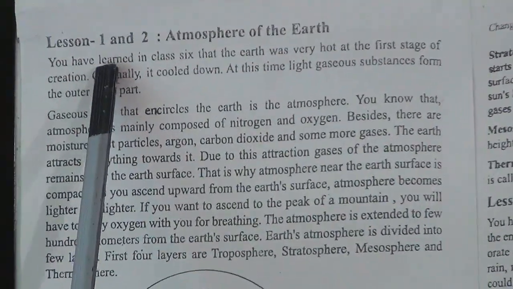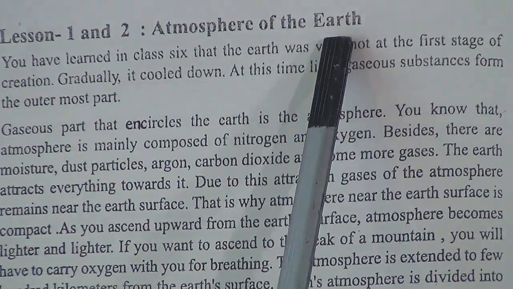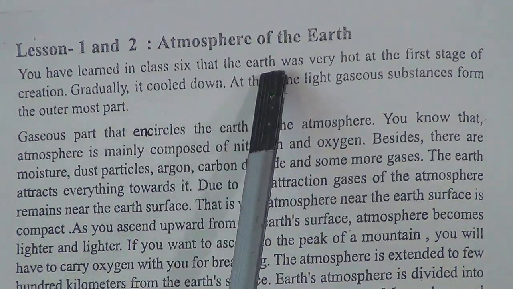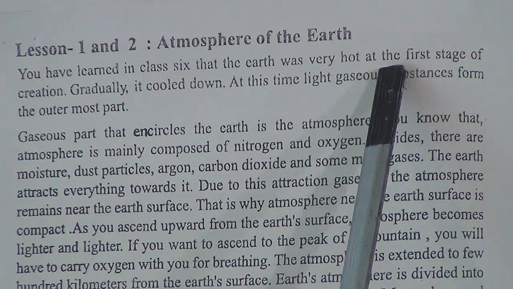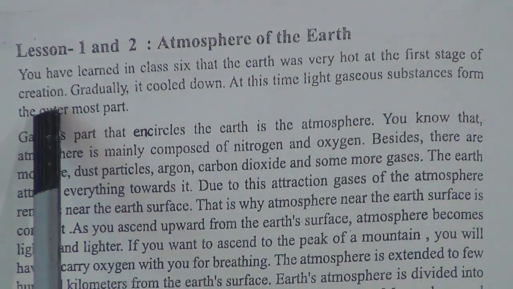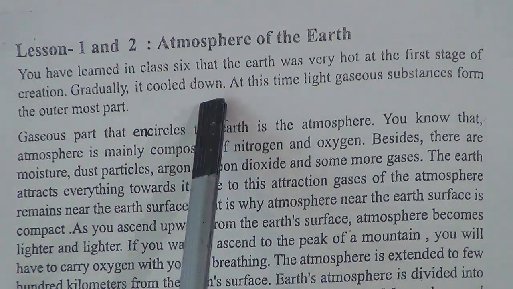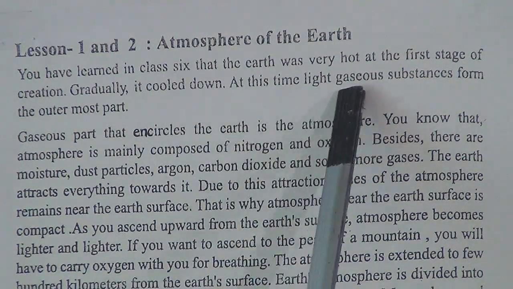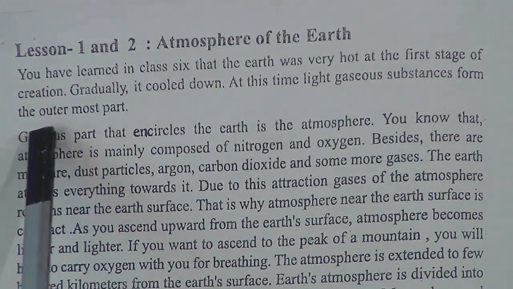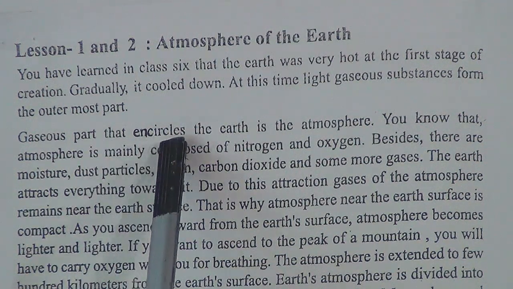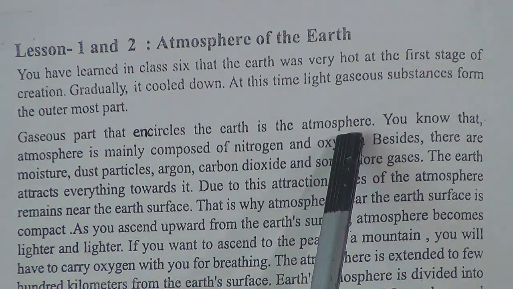And here is chapter 14. This is lesson number 1 and 2. Atmosphere of the Earth. You have learned in class 6 that the earth was very hot in the first stage of creation. Gradually it cooled down. At this time, light gaseous substances formed the outermost part. The gaseous part that encircles the earth is the atmosphere.